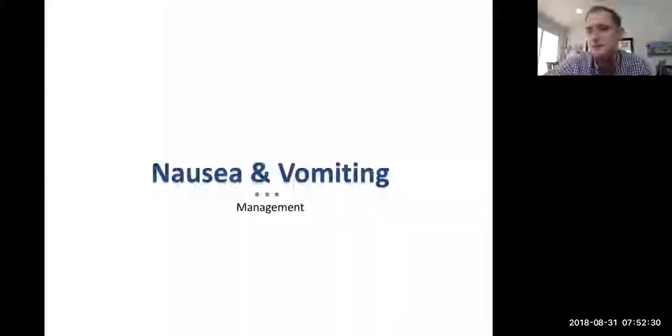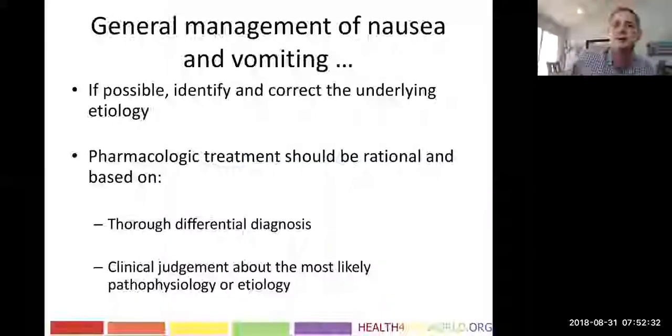So now moving to the management. So what we do with this. First, the absolute most important step in managing nausea and vomiting, if possible, is to try to identify and correct the underlying etiology. Just like dyspnea, if we can treat their infection or resolve their constipation and then their nausea goes away, do that first before trying to directly target their nausea with medications.